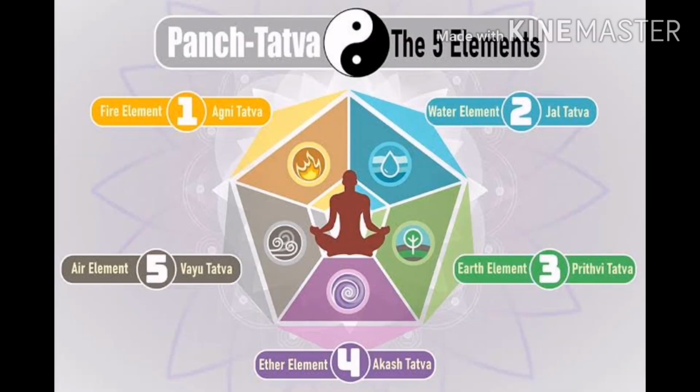Now, classification of matter. According to ancient Indian philosophers, all matter, whether living or non-living, is made up of five basic elements, commonly called Panch Tattva. These five basic elements are fire, air, water, earth, and sky. All these things are made up of these five basic elements. This is the thinking of ancient Indian philosophers.